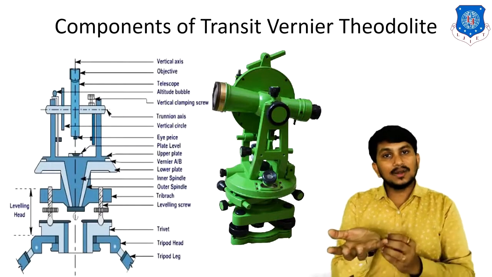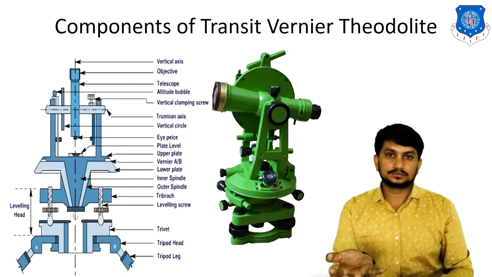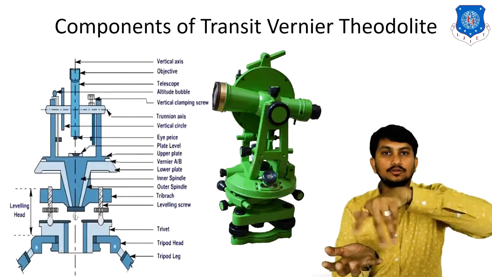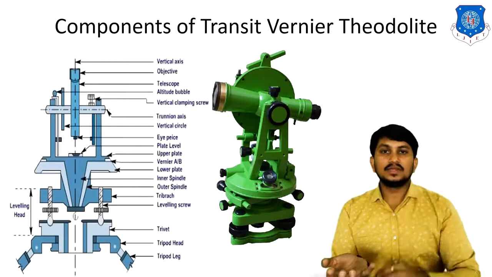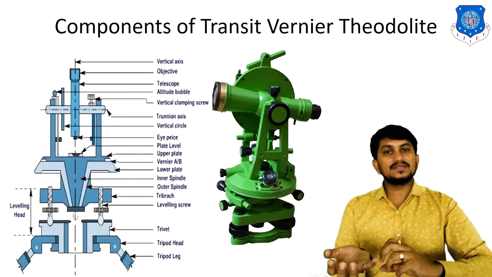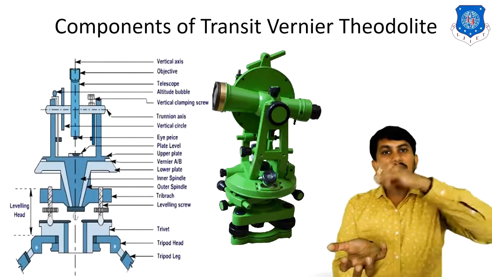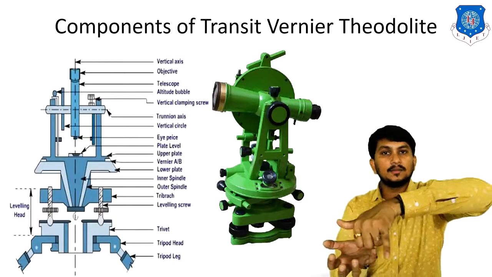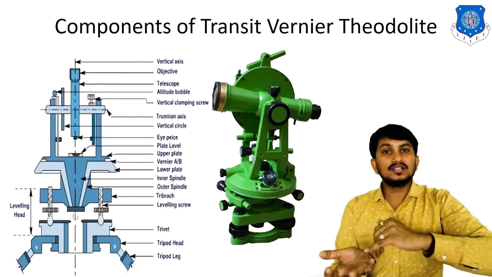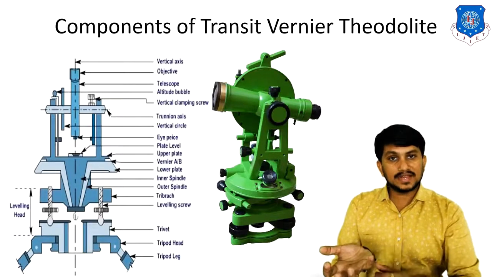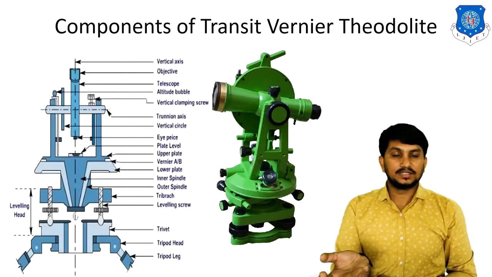If the lower clamp screw and upper clamp screw are fixed or clamped, this instrument cannot be rotated about the horizontal axis. If the upper clamp screw is released and the lower clamp screw is fixed, the lower circular plate cannot be rotated, but the upper circular plate can be rotated about the horizontal axis. So for taking horizontal angles, the lower clamp screw should be fixed and the upper clamp screw should be released for taking the horizontal angle measurement.